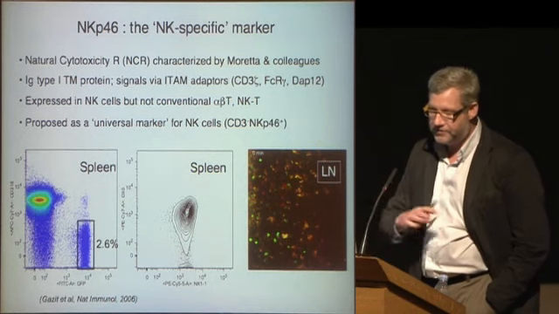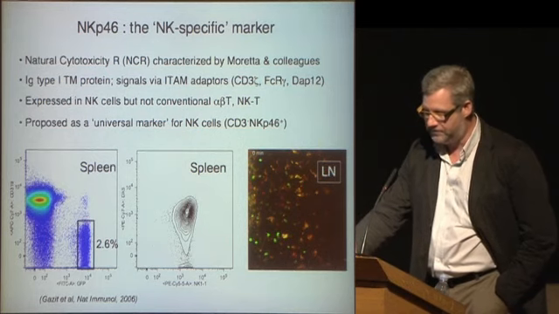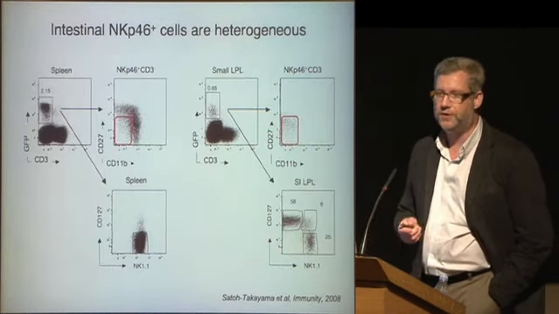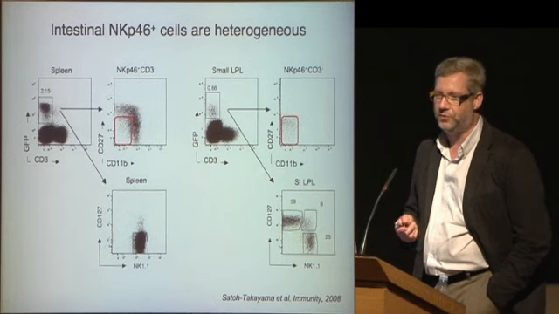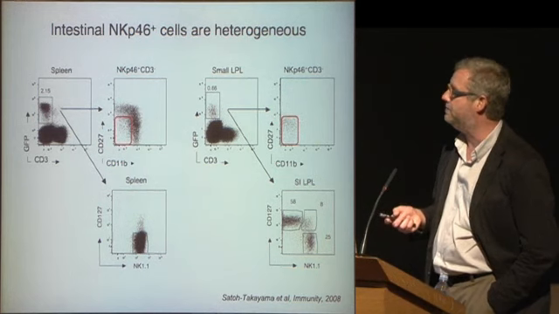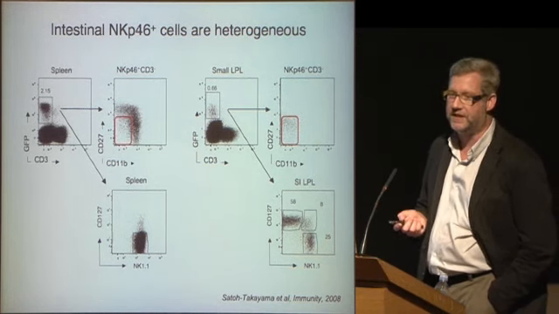Now, we started surveying different tissues, and one of the tissues on our list, of course, was mucosal surfaces, and that's when Naoko Sato Takayama came to the laboratory. She had been trained in Tokyo in Hiroshi Kiyono's lab, a mucosal immunologist, and she decided to start to look for these cells in the gut.